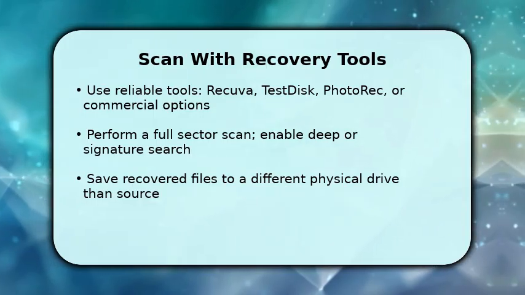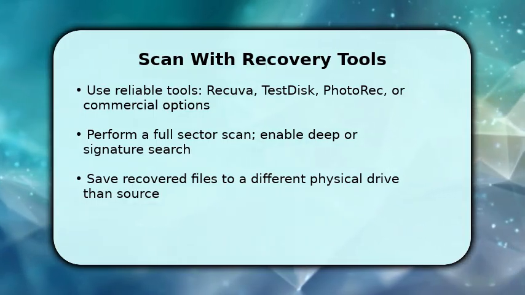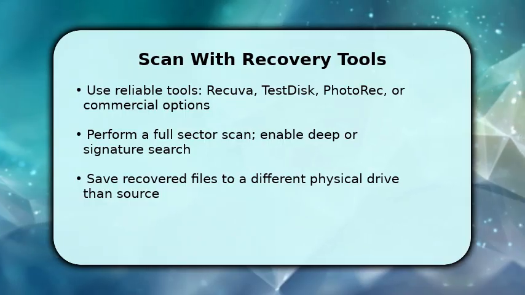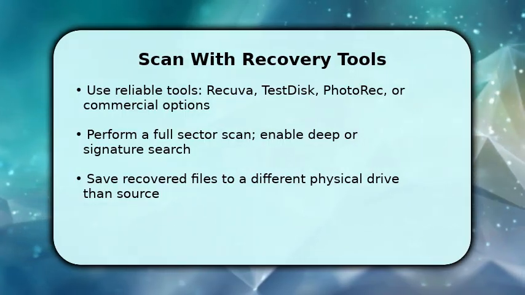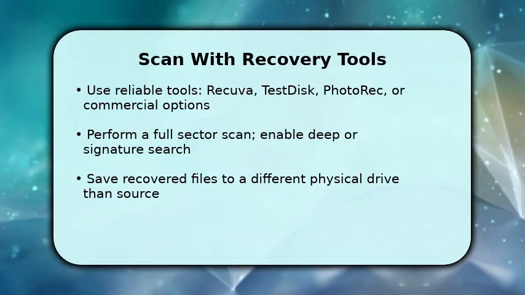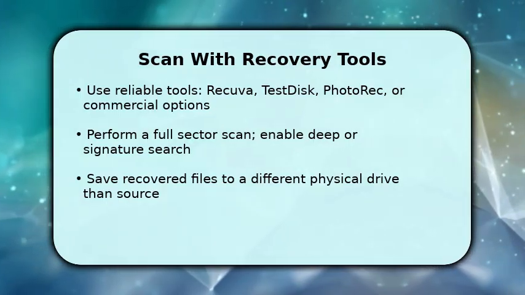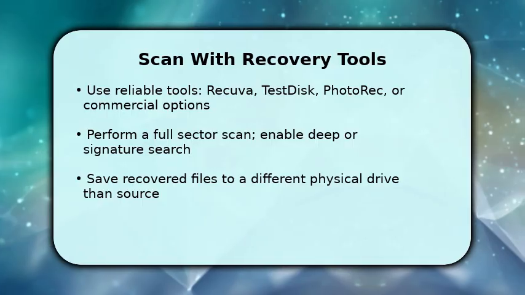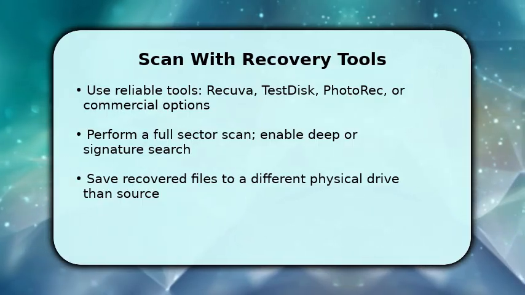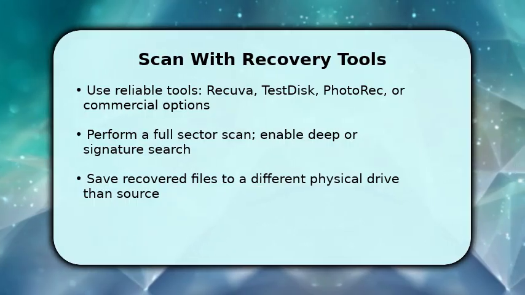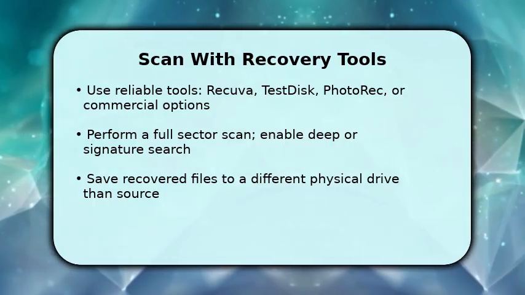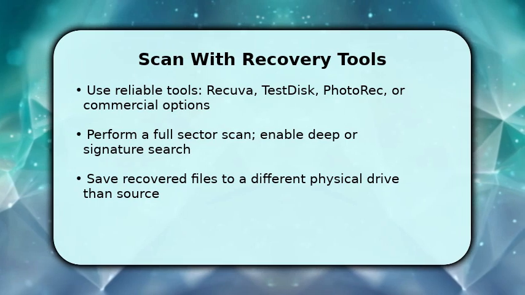Start with quick scans and then enable deep or signature-based scanning to find overwritten metadata and lost fragments. While scanning, make sure to write recovered files directly to a separate physical drive, never back to the source disk. This preserves remaining artifacts and increases recovery chances, and once results appear, selectively preview files before committing to large restores.